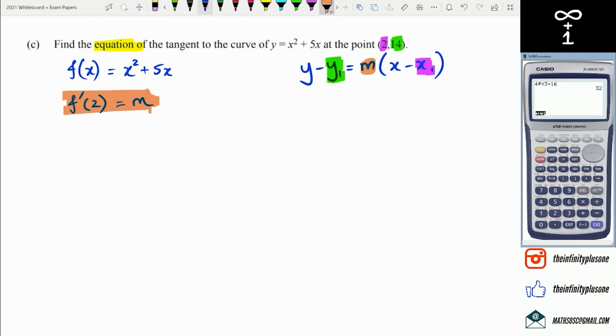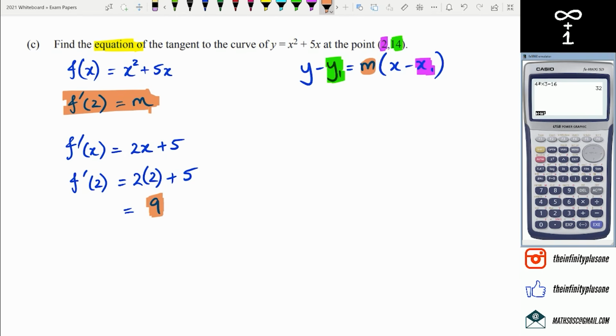So our first thing is we've got to find out what f dash of x is. I just realized I said f of 2, it should be f dash of 2. So for f dash of x, we're going to differentiate that function. x squared differentiates to 2x, and 5x differentiates to 5. Once we have this, we need to find the gradient at 2. So f dash of 2 equals 2 times 2 plus 5, which is equal to 9. So what we've just figured out is that our gradient is 9.